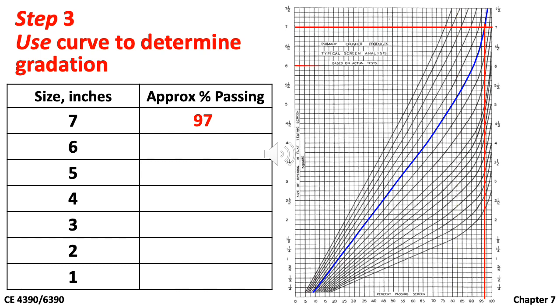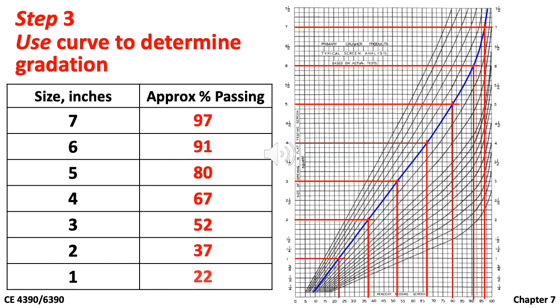So you can repeat this process for other sizes. You got 91% for 6 inches, 80 for 5 inches, 67 for 4 inches, 52% for 3, 37 for 2, and then finally 22% for 1 inch.